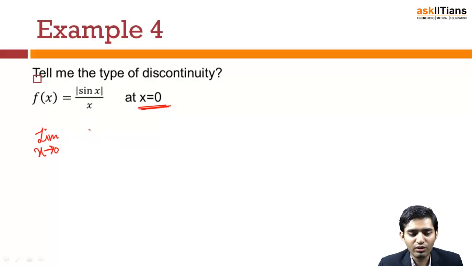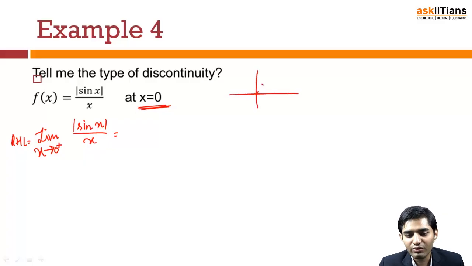So at x tending to 0, what will be the limit of this function? First of all, let me find out RHL. RHL will be for x equal to 0 plus, so I will get mod of sin x divided by x. Now if I am talking about x equal to 0 plus, what is the graph of sine? Graph of sin x, y equal to sin x, will be something like this. At x equal to 0 plus, you can see that sin x will be positive. This is 0 plus, and at 0 minus sin x will be negative.